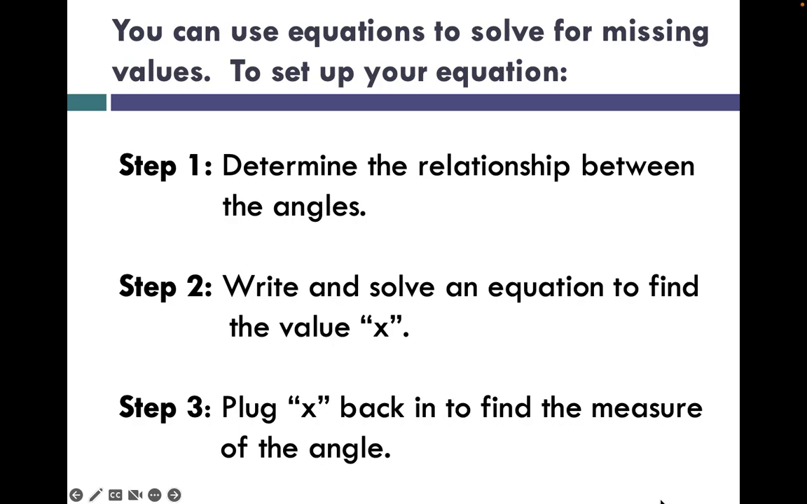In this video, you will learn how to solve for a missing variable in an angle pair relationship diagram by writing equations, solving for x, and plugging x back in to find the measure of the missing angle. The first thing you want to do is, looking at the diagram, determine what the relationship is between the angles that are shown. These relationships are all the ones that we have learned over the last few days.